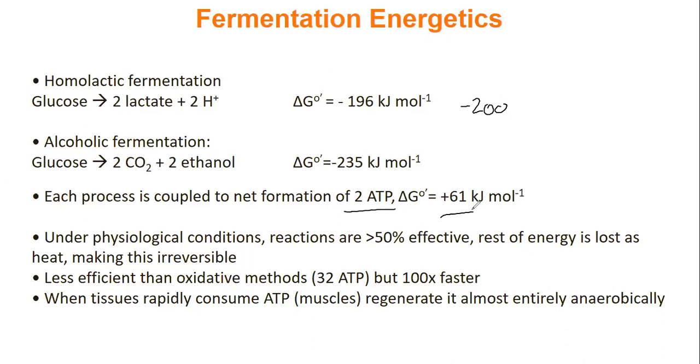It's way less efficient than oxidative metabolism. You're making 32 ATPs, but when going to make lactate, you are going 100 times faster. So in the time it makes 32 ATPs using oxidative methods, you're making 200 ATPs through going to lactate. You're wasting a lot, but you're getting a lot faster.